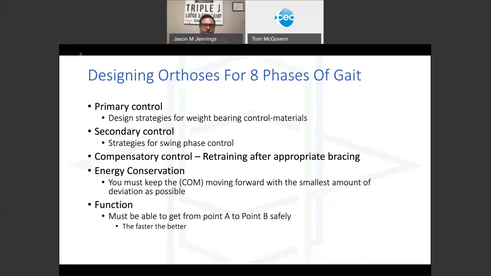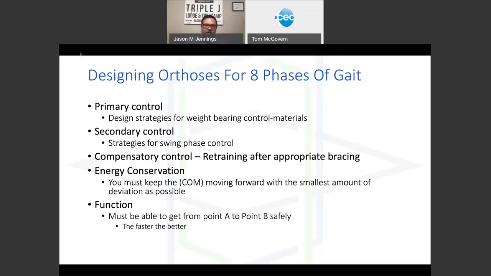Once again, the primary control is designing strategies for weight bearing. And this is where you really need to consider the materials that your brace is going to be made out of. Is it going to be plastic? Is it going to be metal? Is it going to be carbon fiber? What kind of carbon fiber is it going to be made out of? Is it going to be flexible? Is it going to be stiff? The secondary control mechanisms typically, like I said previously, are fairly easy because it's swing phase control.